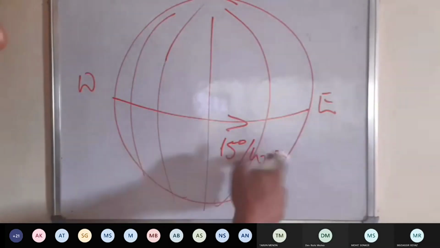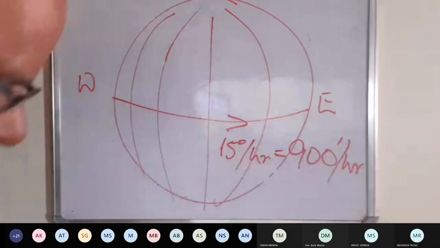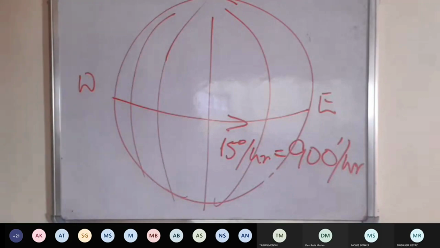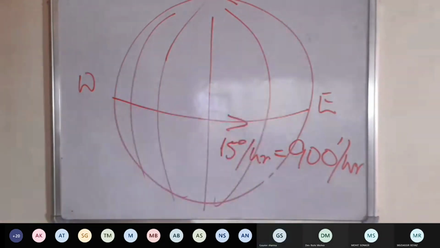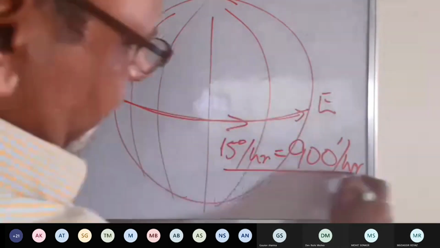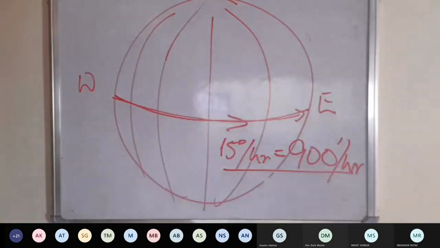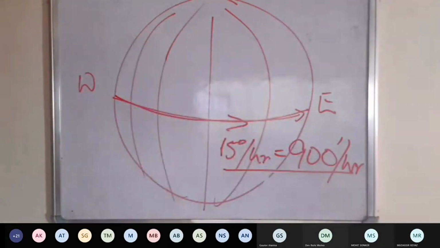That means this is equal to 900 nautical miles per hour, is it or not? Yes, sir. 1 degree is equal to 60 miles, so 15 degrees is equal to 900 miles. So Earth is actually moving with a peripheral speed of 900 miles per hour. It is continuously, constantly moving.